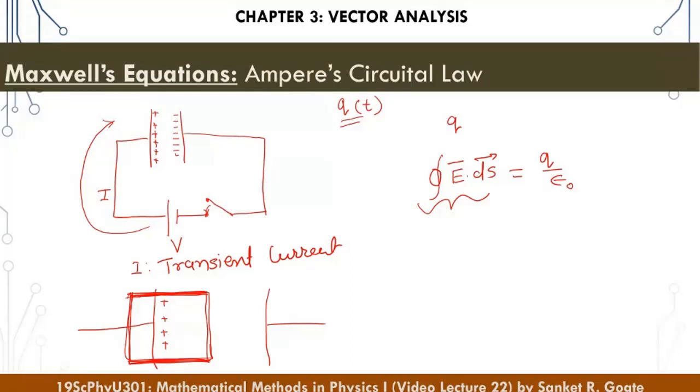Now, if you consider these 6 surfaces: 1, the top surface; 2, the bottom surface; 3, this front surface; 4, the back surface, which in this 2-dimensional diagram is overlapping the front surface; and 5, the surface outside the charged capacitor. For all these 5 surfaces, except this surface now, the electric field is in this direction.